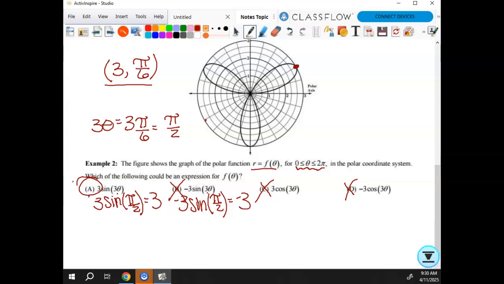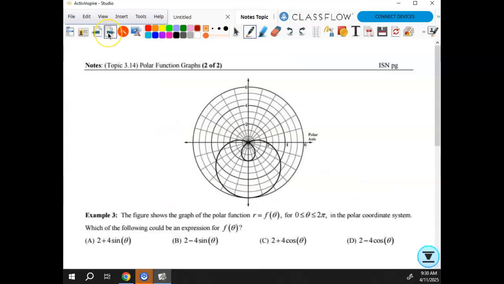Everybody good so far? Any questions? All right. So this one is also going on page 104 when we're done.